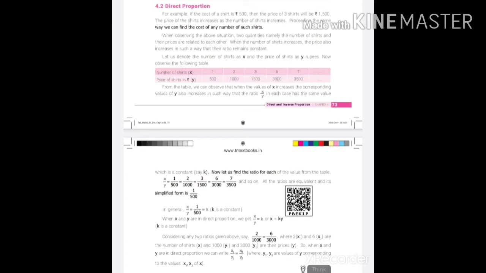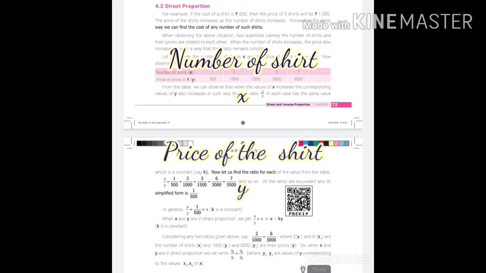Let us denote the number of shirts as X and the price of the shirts as Y rupees.